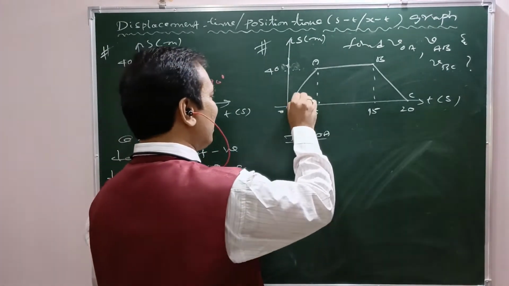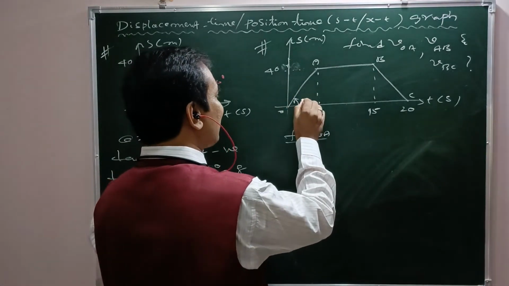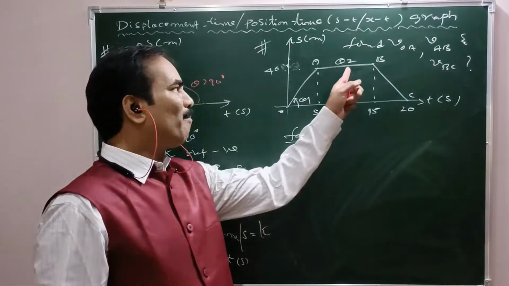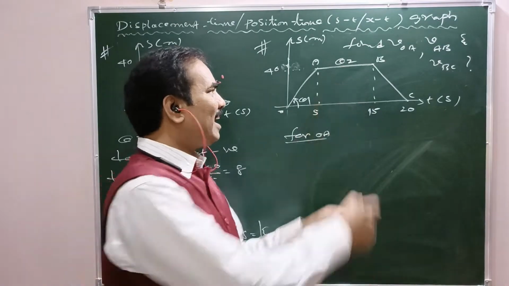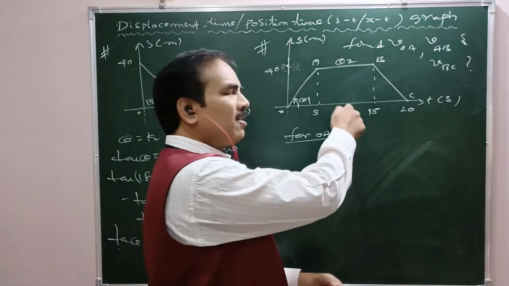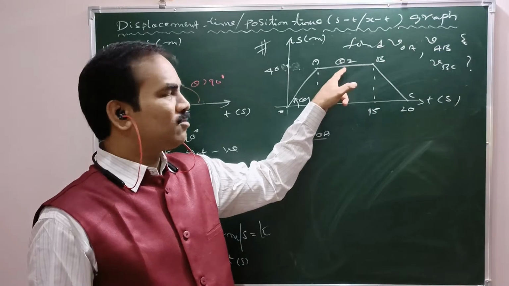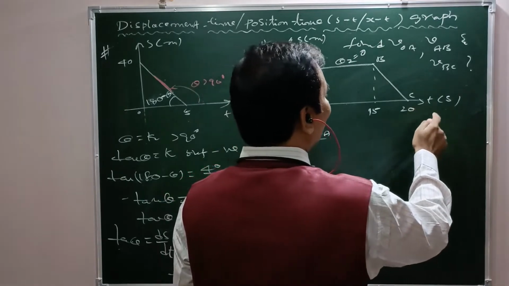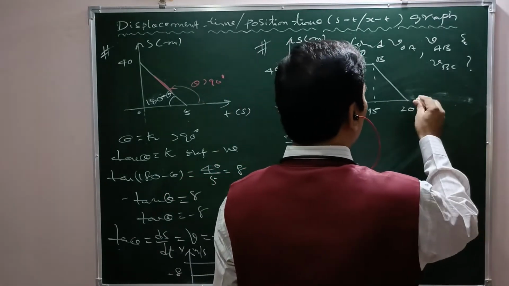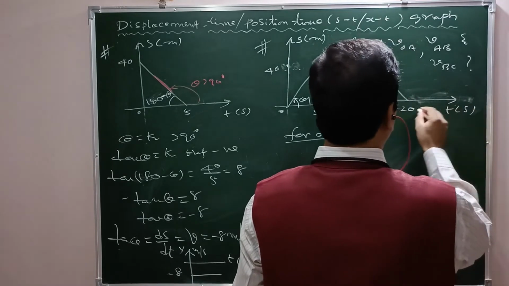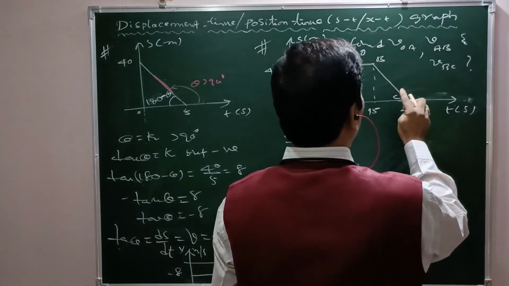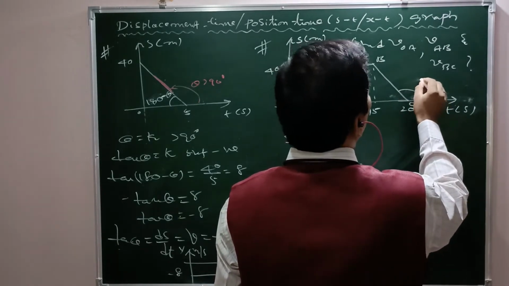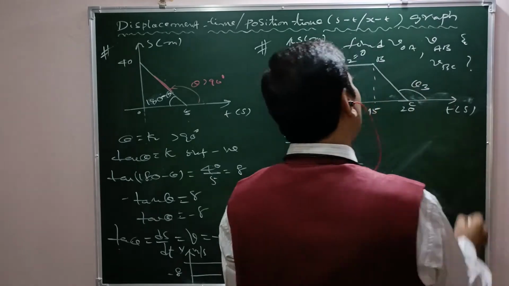See, this is the angle made by the tangent with the x-axis, theta 1. Here, theta 2 is 0. What is the slope angle here? Slope angle is theta 2, that is 0. Why? Because a tangent drawn to this straight line is parallel to the time axis. Here it is theta 3, alright, theta 3.